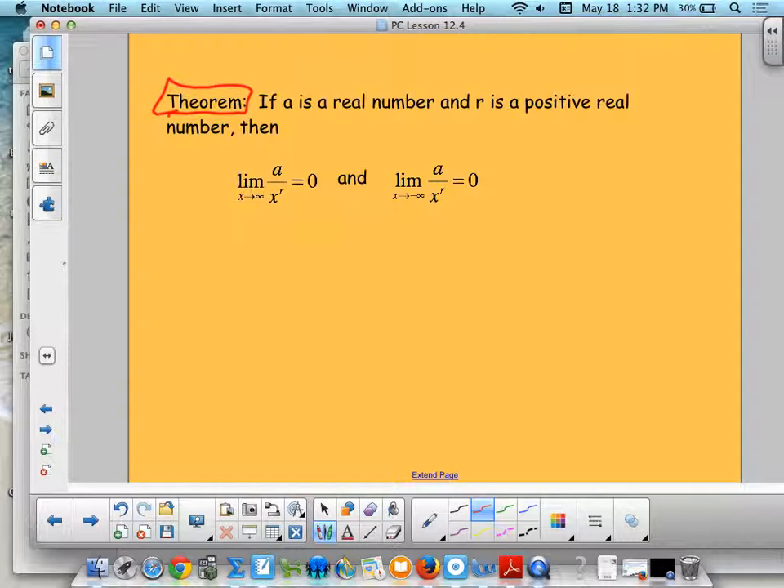Okay, quick theorem. If A is a real number, by the way, A is right there. Real number, you know what I'm telling you? Just don't make it what? Imaginary. You can make it anything you want: 1/3, 1/5, square root of 5. Or you can make it really easy: 2. And r is a positive real number. See this? What they're saying is the exponent is positive and it's real.